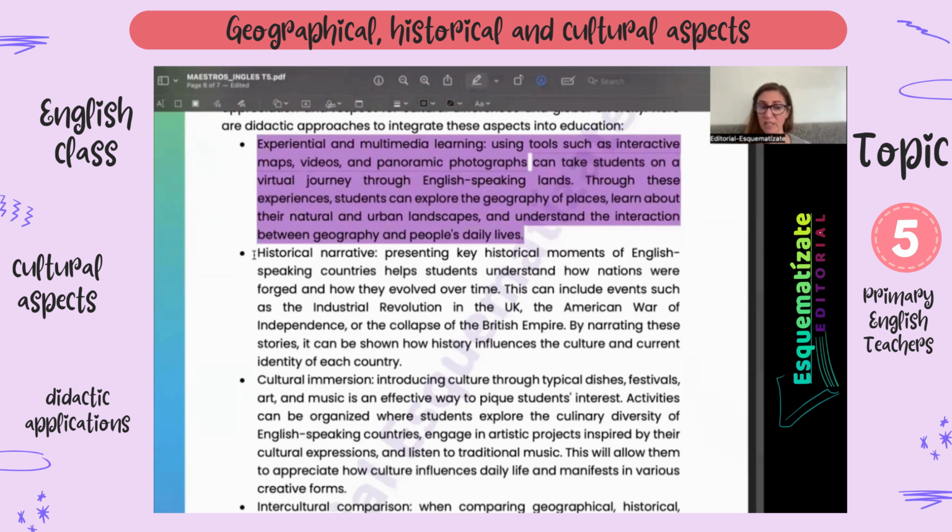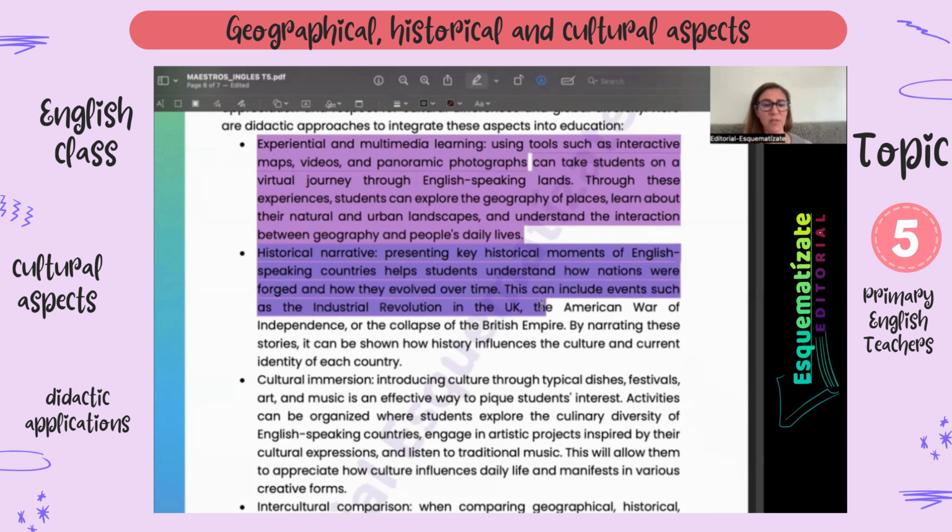Another didactic approach is a historical narrative. So presenting key historical moments in these different English-speaking countries helps students understand how these nations were created and how they evolved over time. So they can include events such as the Industrial Revolution in the UK, the American War of Independence, otherwise known as the American Revolution, or the collapse of the British Empire. So by telling these stories, it can be shown how history influences the culture and current identity of the country.